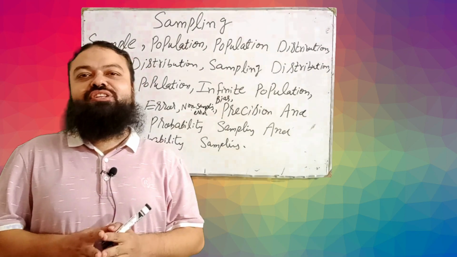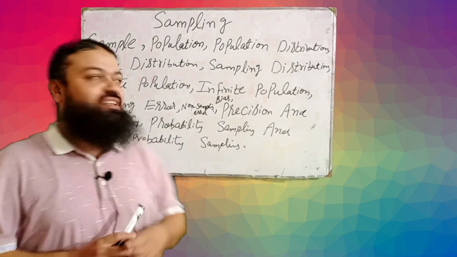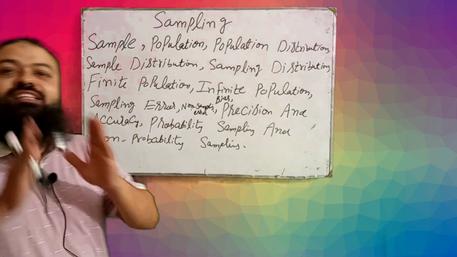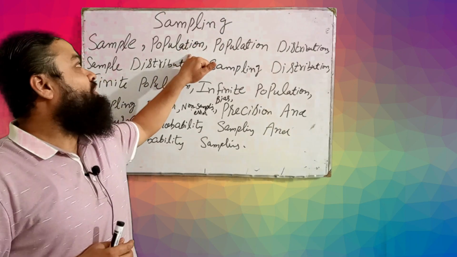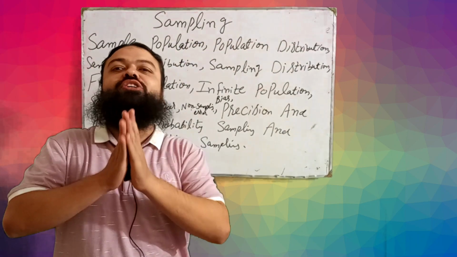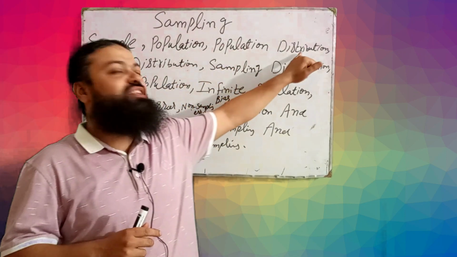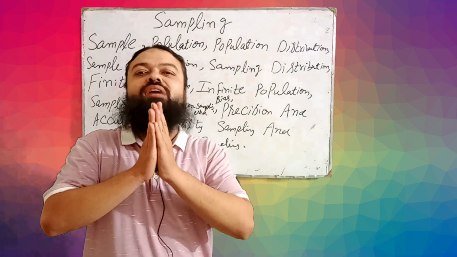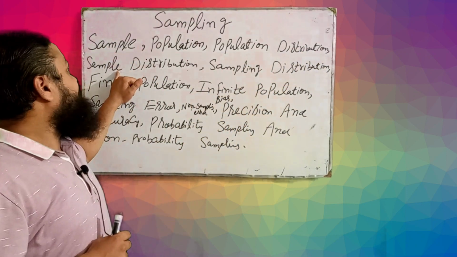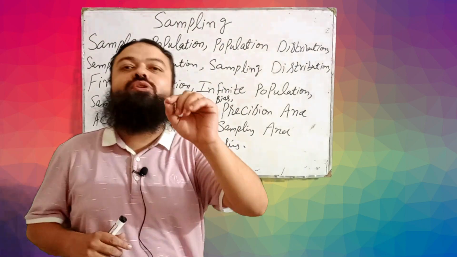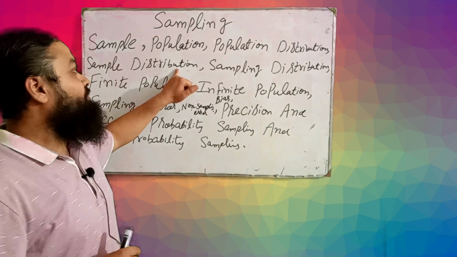A part of the population which is selected with the belief that it represents the whole population is called a sample, and the process of drawing a sample is called sampling. What is a population? The totality of all the units of interest is called a population. And what is a population distribution? The distribution of a random variable is called population distribution. What is sample distribution? The distribution of observations included in the sample is called sample distribution.